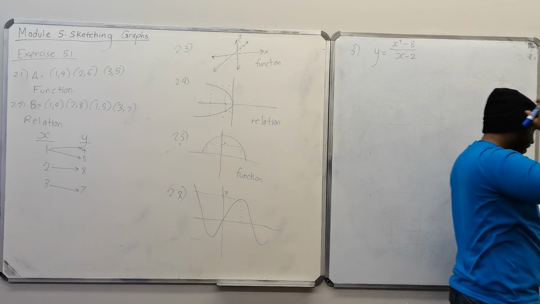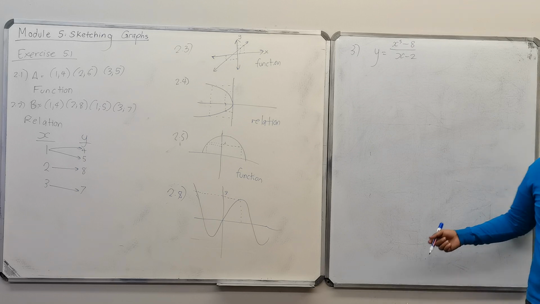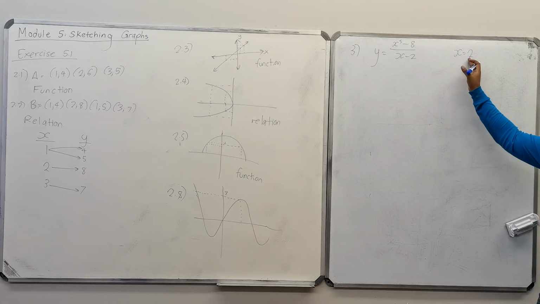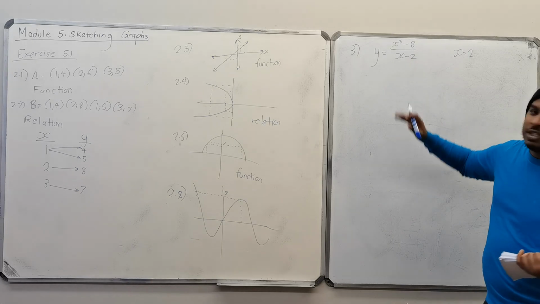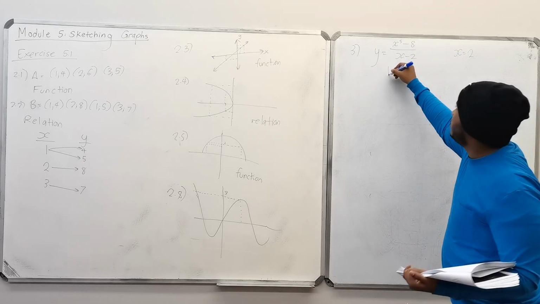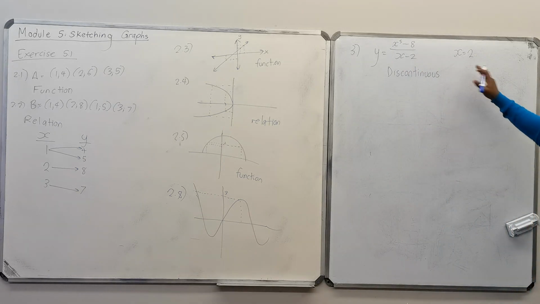Okay, so in number 3 they asked you, is y equal to x cubed minus 8 all over x minus 2 continuous at x equal to 2? What's the condition I told you for continuous and discontinuous? If you're dividing by 0, or if the limit is going to infinity, the graph is discontinuous, right? So when doing that, substitute that x value in the denominator. 2 minus 2 is 0. You're dividing by 0, which will make it discontinuous, right? So it's discontinuous at x equal to 2.